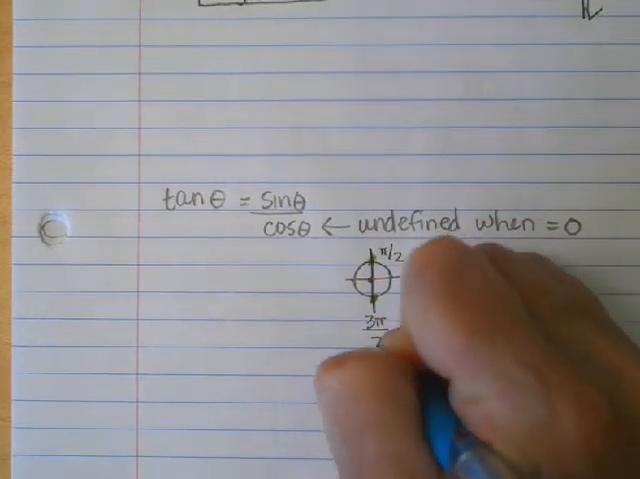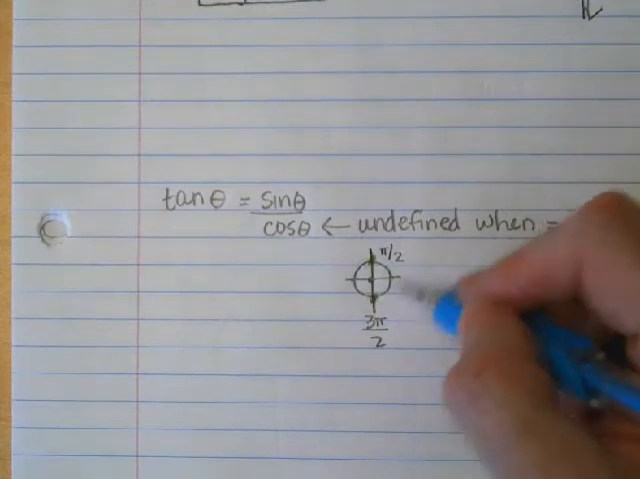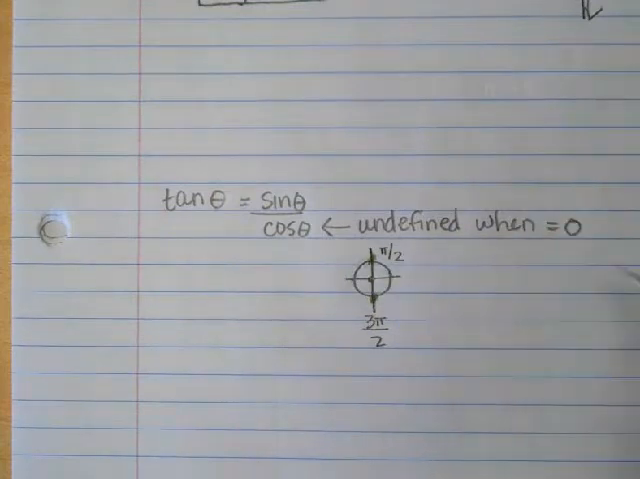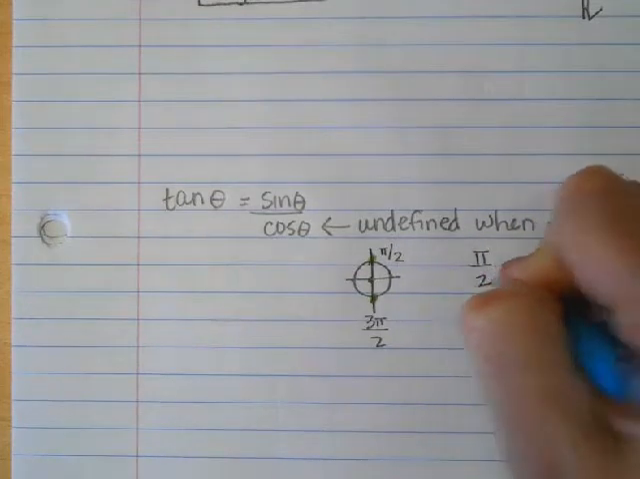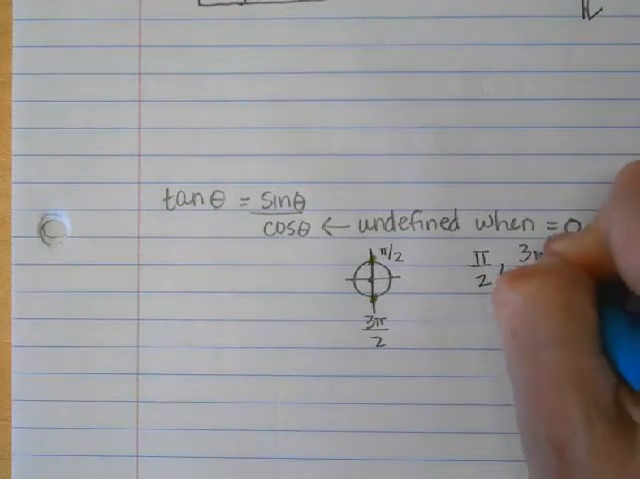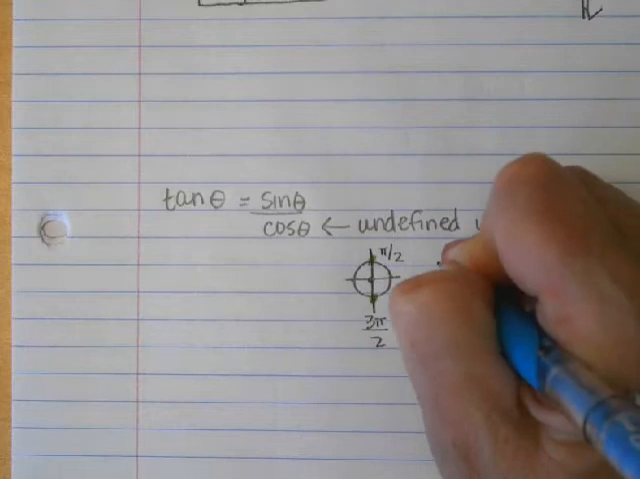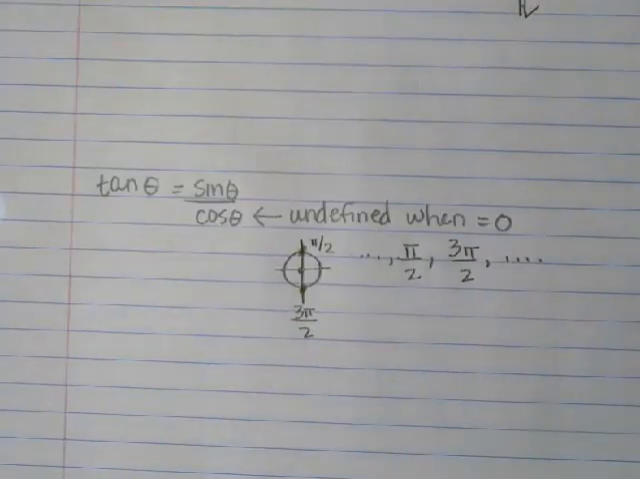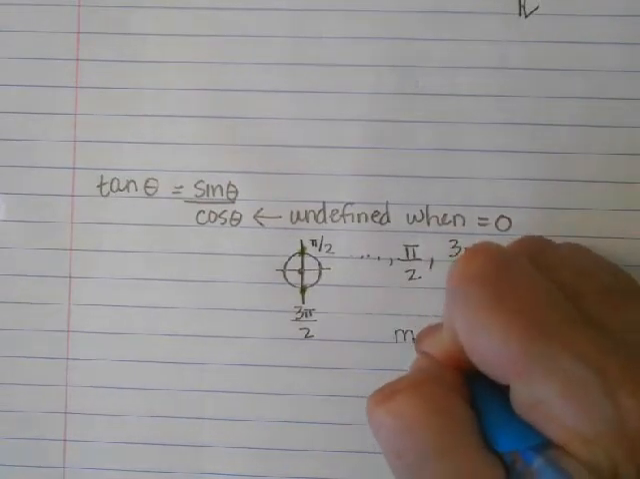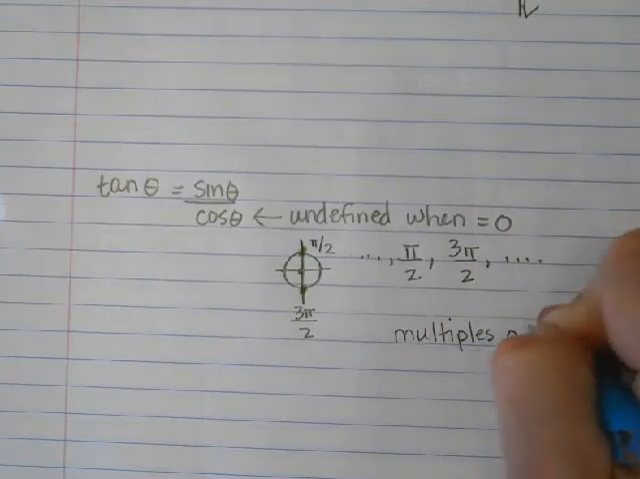Well, we could keep on going, around and around and around, backwards, backwards, backwards. So I'm going to say that it's undefined at pi over 2, 3 pi over 2, but I know it keeps on going, and I could do negative numbers as well. And so this is something we've got to be careful about. How do we say that? So sometimes people go, oh, well, you could just say multiples of pi over 2.